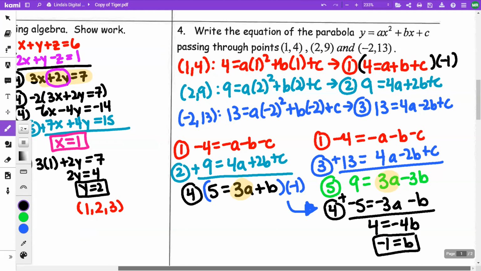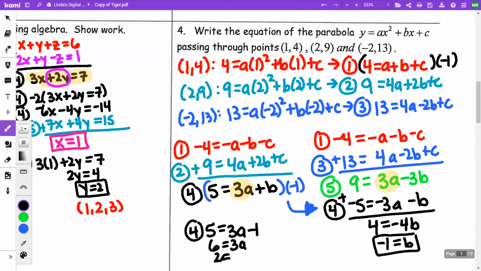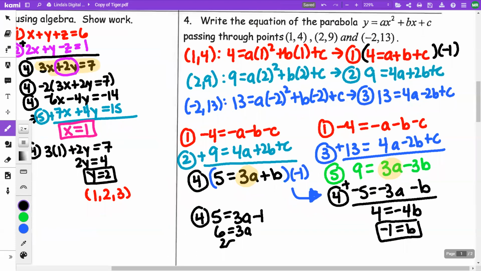I still need to find my a, so let's say I plug it into number 4. So 5 is equal to 3a minus 1. So 6 is equal to 3a. So 2 is equal to a. And then for c, let's plug it into number 1. So 4 is equal to a, which is 2, b, which is a -1, and c. So 4 is equal to 1 plus c. So 3 is equal to c.